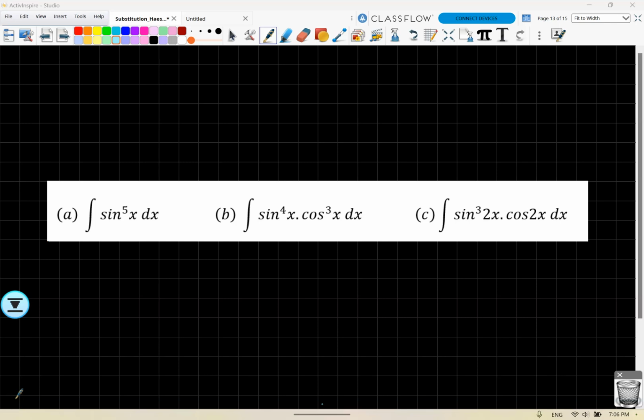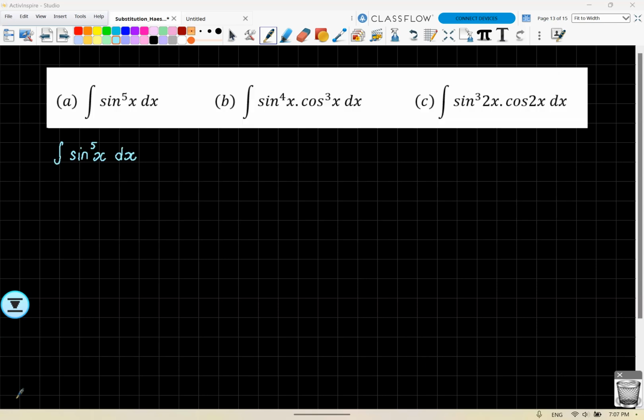Okay, this is question 7 with the integration and substitution method. As always, please try and attempt these and stop the video, don't ruin the surprise. Just if you get stuck, then have a look. Okay, let's have a go.